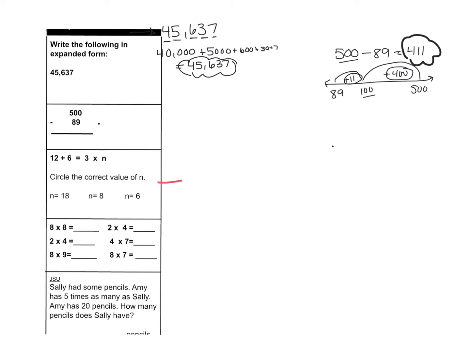Next we have this balancing question. I have 12 plus 6 equals 3 times some number. Because it is a balancing question, I'm going to look at this side first. 12 plus 6 together make 18. So on this side of my balance, I have 18. It's not a very pretty 18. I think we'll fix it.